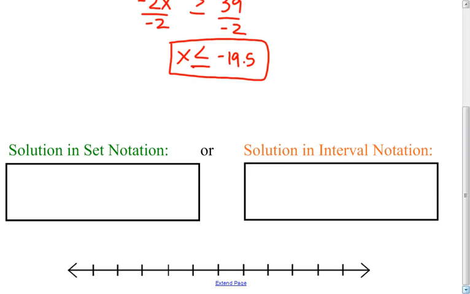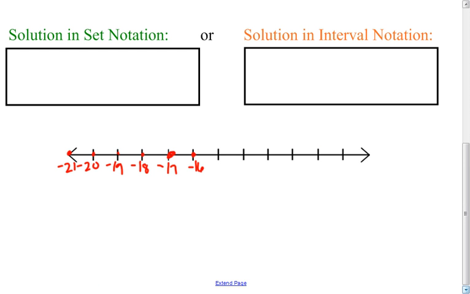So when I put this on a number line, I'm just going to go, let's see, negative 17, negative 16, negative 18, negative 19. I should have gone this the other way. Negative 20. I'll put another one down here. Negative 21. Okay. All right. And I actually should not have those colored in. Sorry.